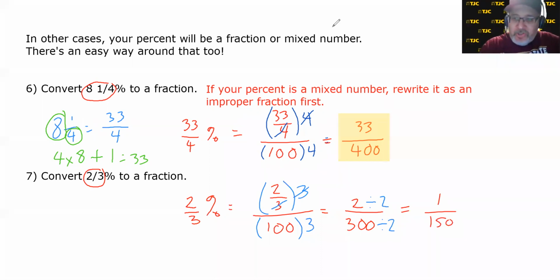So when you see a percent that already contains a fraction, don't panic. If it's a mixed number, change it to an improper fraction. Then put that over 100. Do a little bit of multiplying to get rid of the little fraction inside the big fraction, and then reduce your answer. It's predictable and, frankly, fairly straightforward.